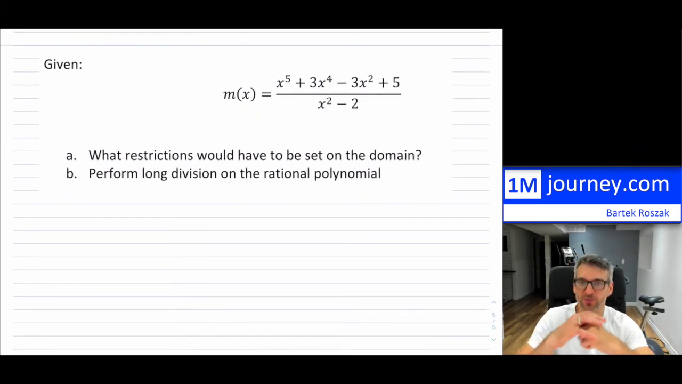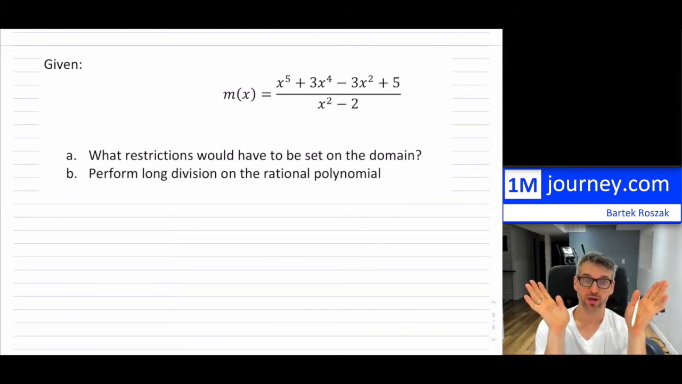All right, so the next one, so here's m of x, so another function. This one actually is a rational, so it's not exactly a polynomial. This is a rational polynomial, so we have a numerator and a denominator. Okay, what do they ask? First, what restrictions would have to be set on the domain?